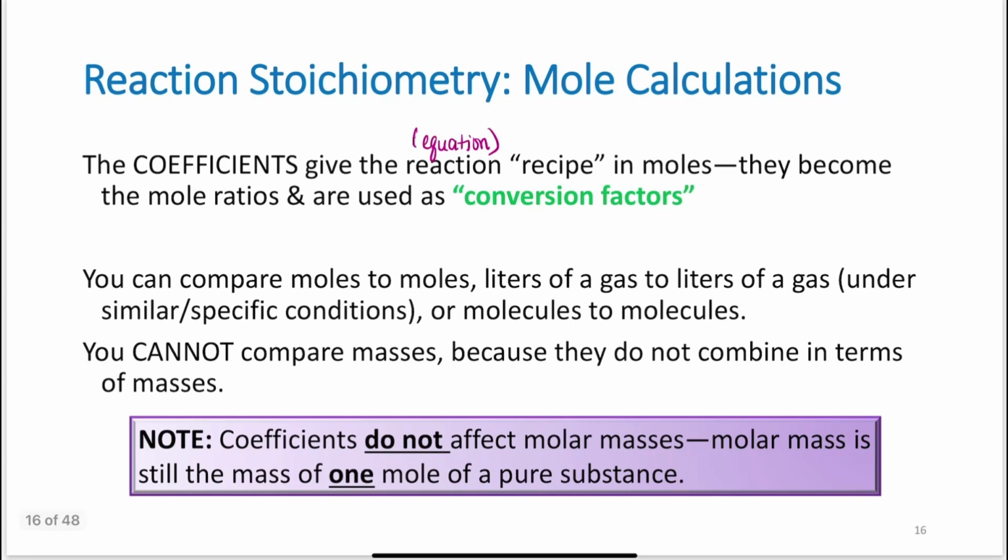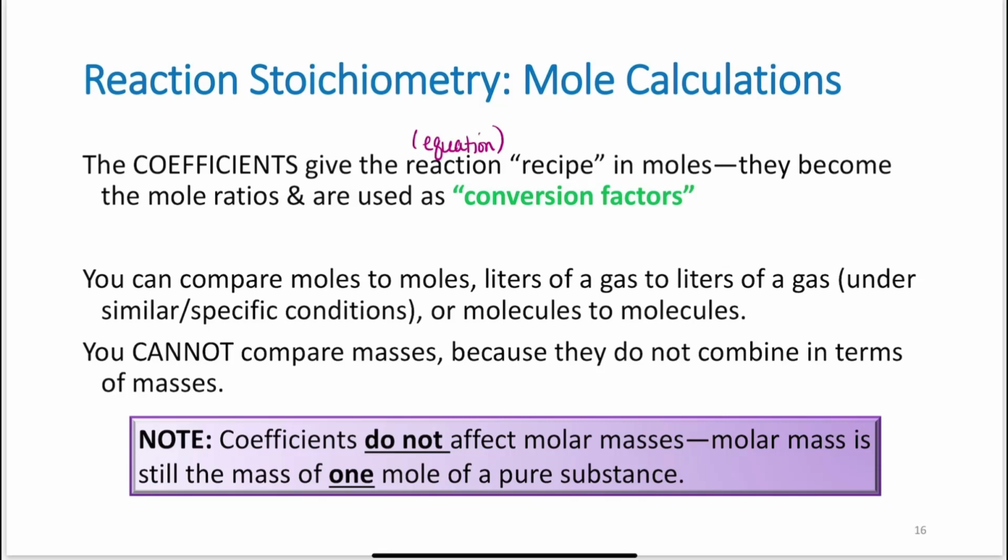So here, I do have it written as an equation. I apologize, I was recording, and of course the sound stopped recording, so I have to redo part of the video. But the coefficients give the reaction, which you can also call an equation. I call it a reaction because I think about things reacting, but it is technically a balanced equation. They give you the recipe in moles. They become the multiple ratios and are used as your conversion factors. So these coefficients show us our multiple ratios.